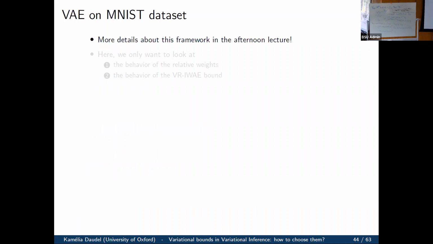So I'm going to look at variational autoencoders. Again, I don't want to start on the talk which is going to be in the afternoon. So like written here, more details about this framework are going to be given in the afternoon lecture. Here, we're only interested in two things. The first thing is the behavior of the relative weights. And the second thing is the behavior of the VREY bound.